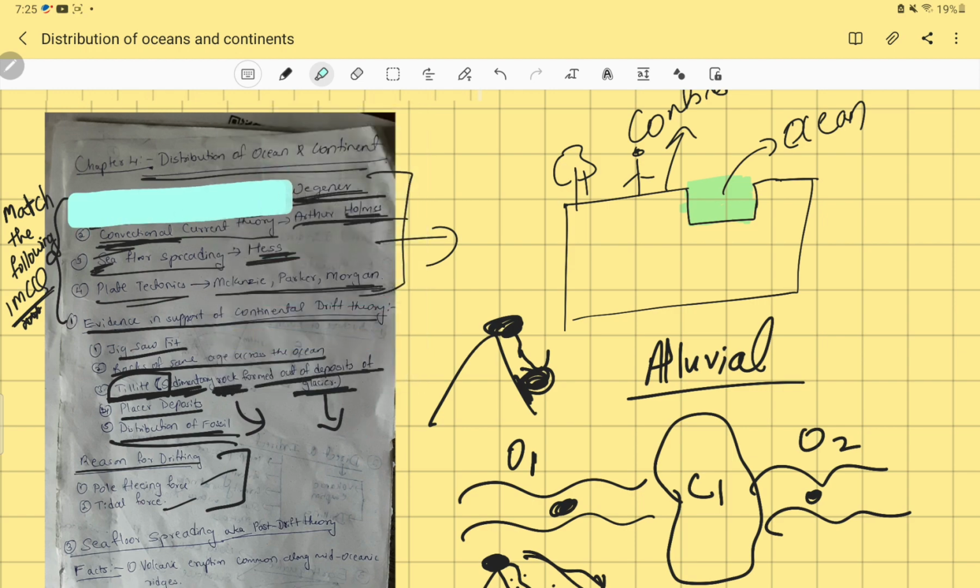Just a minute. Why is this pen not working?